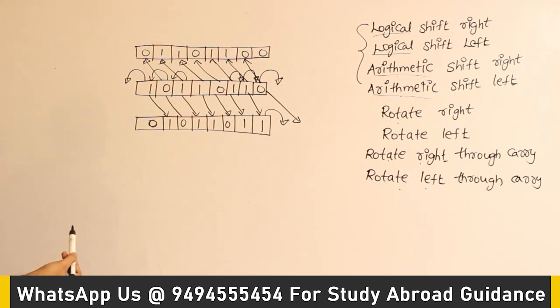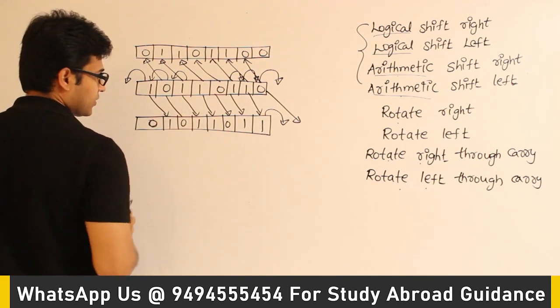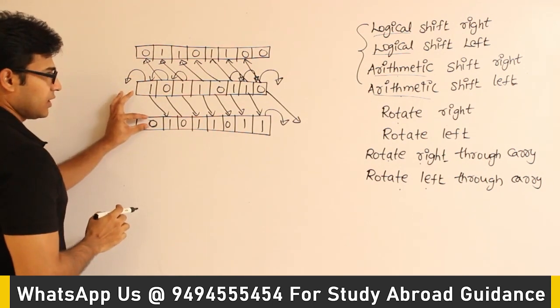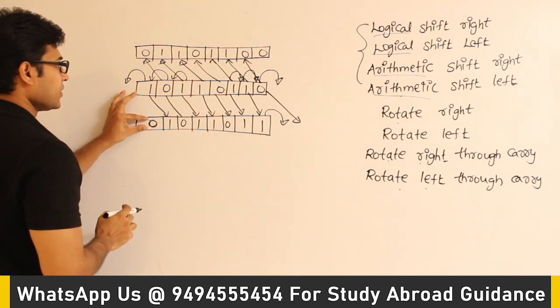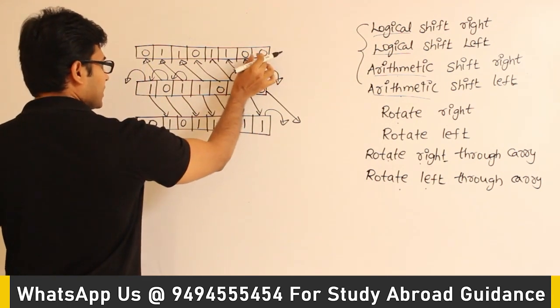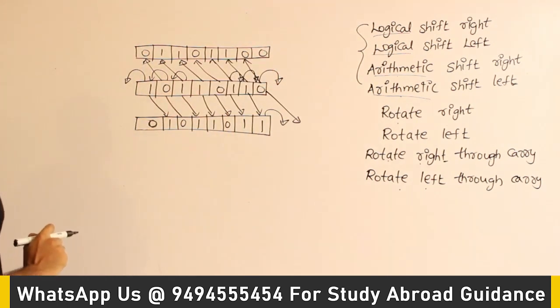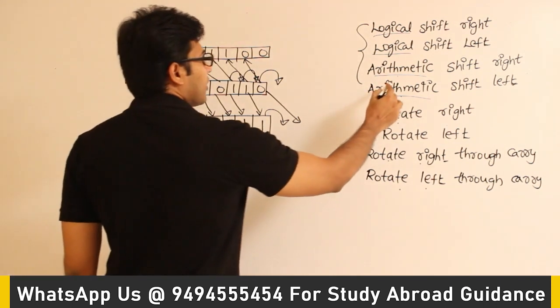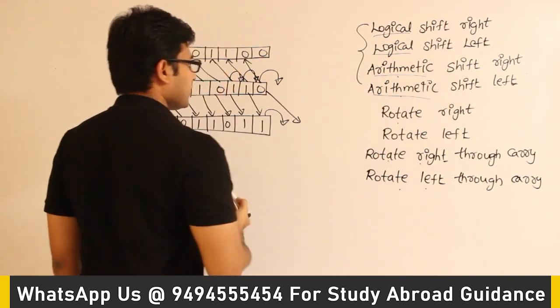Got it? So in case of right shift, 0 is appended at the most significant bit. In case of left shift, 0 is appended at the least significant bit. So this is called logical left shift and logical right shift. You also have to see how many times they are asking us to shift. Depending on that you will get the answer. And the next one is arithmetic shift right.